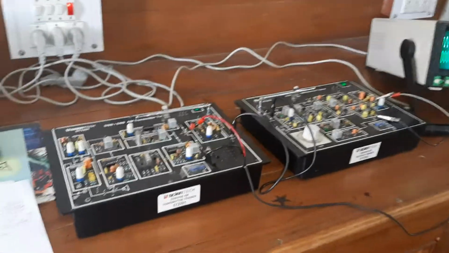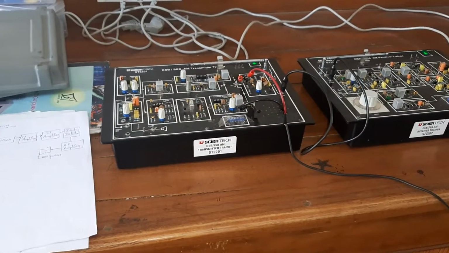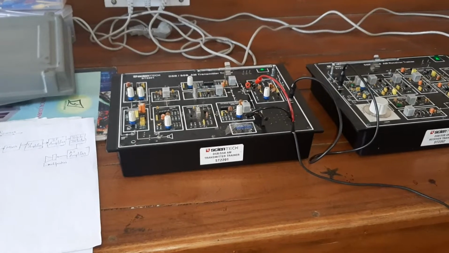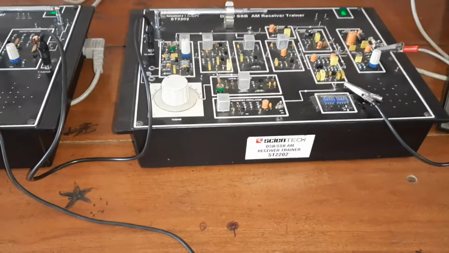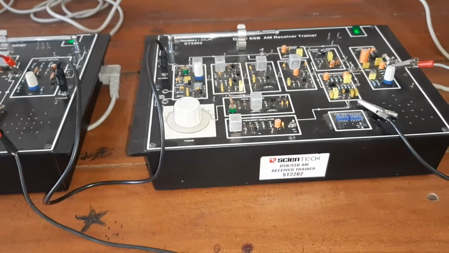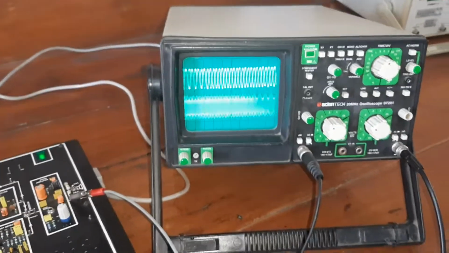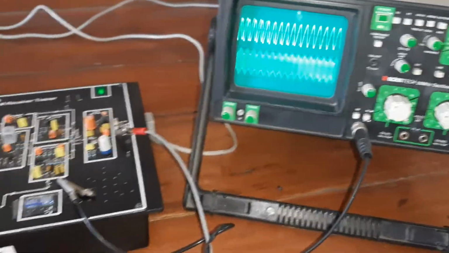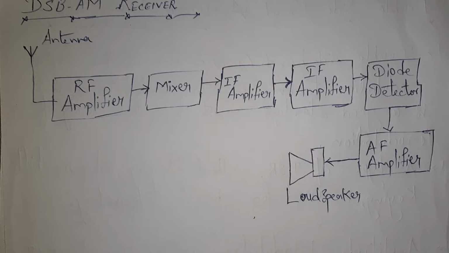In front of us, first we have a kit, the transmitter trainer kit, the double sideband and single sideband amplitude modulation transmitter kit. Next we can observe the double sideband and single sideband amplitude modulation receiver trainer kit, and with the help of a CRO we can observe both the signals. As previously said, we are going to perform the double sideband amplitude modulation receiver experiment.